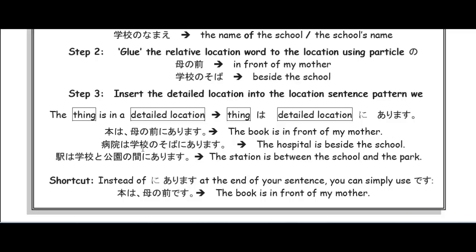Byouin wa gakko no soba ni arimasu. Byouin, the hospital. Gakko no soba, next to the school, ni arimasu. It is. So the hospital is beside the school. Eki wa gakko to kouen no aida ni arimasu. The station is between the school and the park. And instead of ni arimasu at the end of your sentence, you can use a shortcut desu. So hon wa haha no mae desu. The book is in front of my mother. And that's it.